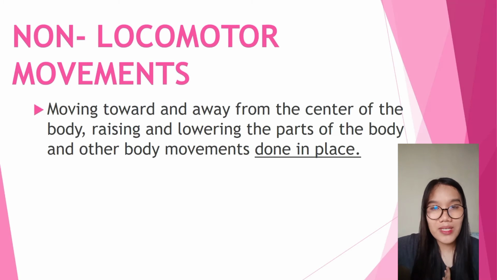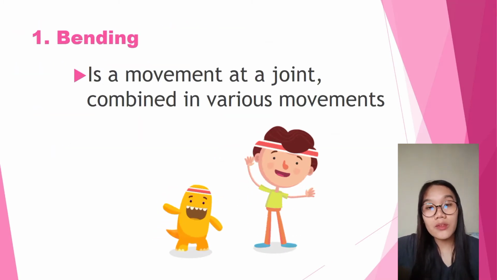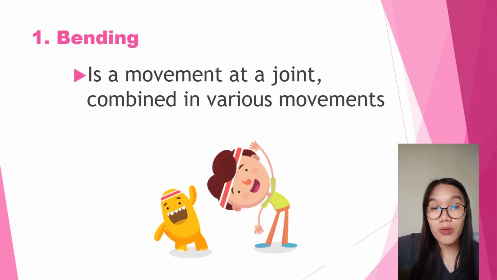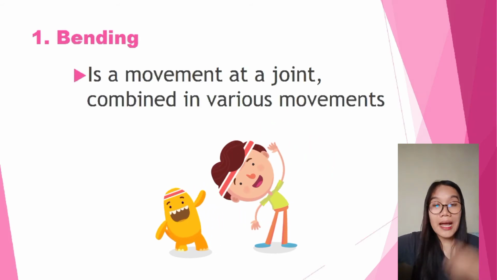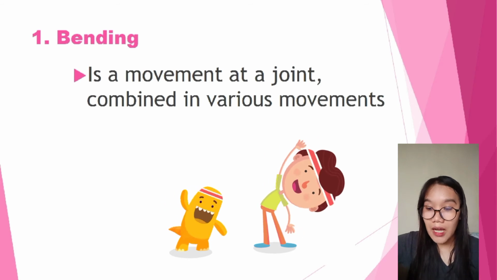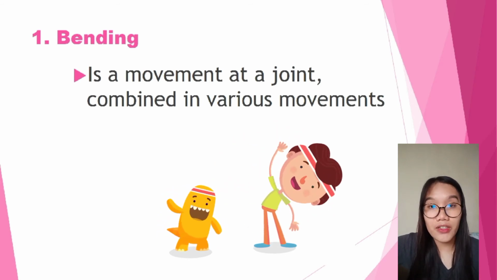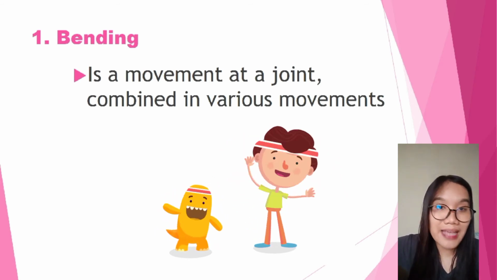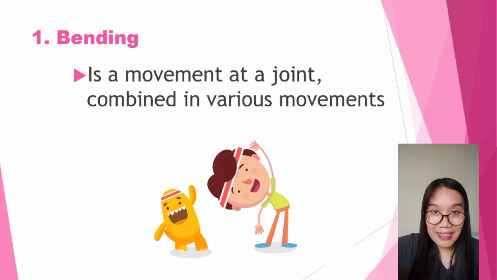For example, when we say bending, right? You are not moving to another place, but you are moving away from the center of your body because bending is a movement of a joint, and this bend is combined in various movements. As you can see in our example, okay, that is bending.